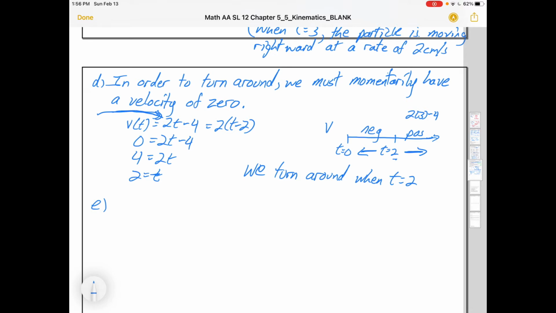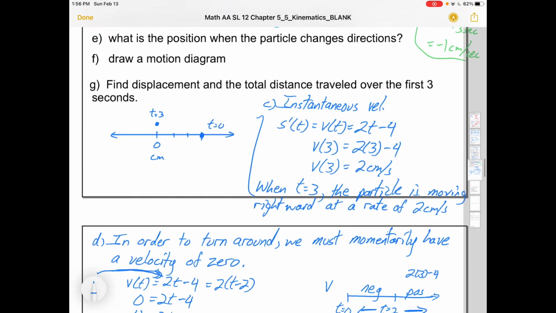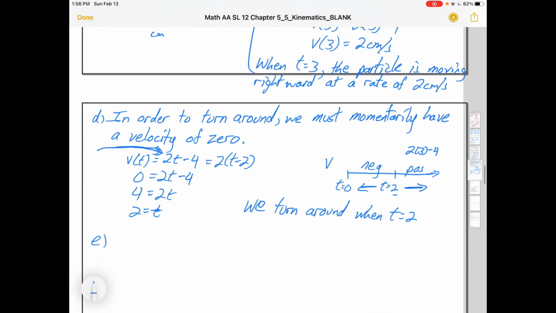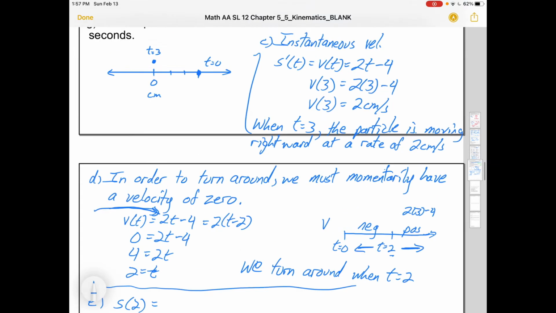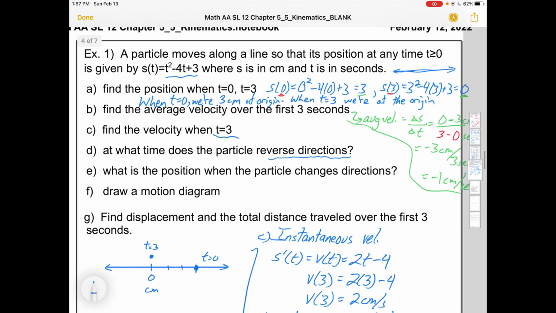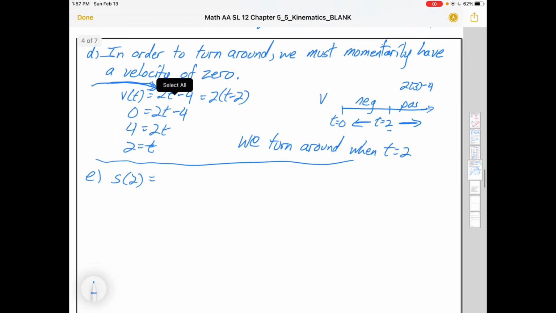Next, it says, what is the position when the particle changes direction? So we know when it happens. Where does it happen? Well, you'll have to throw it in the original function. You'll have to find s at 2. Okay? And s of t was t squared minus 4t plus 3. So we'll have 2 squared minus 4 times 2 plus 3. And that's going to give us, what, 4 minus 8 plus 3, or negative 1.